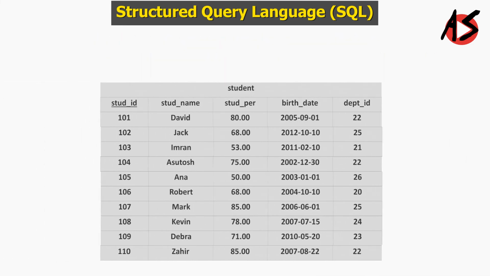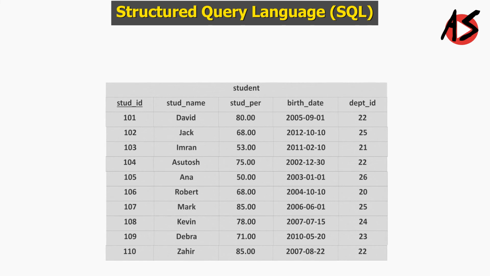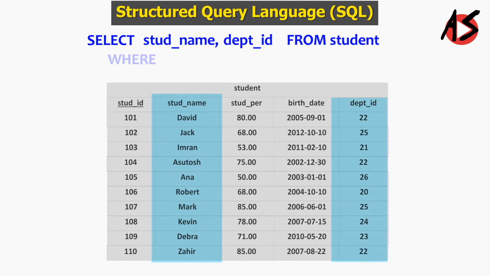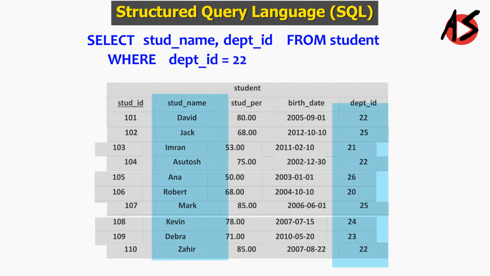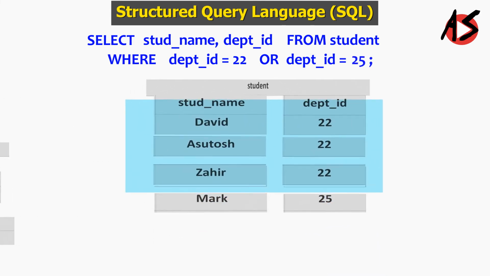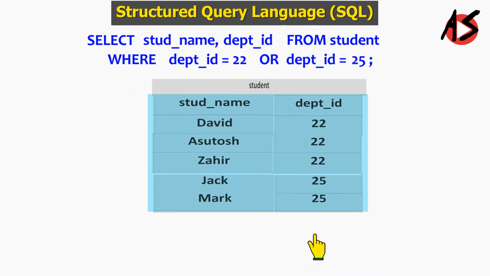Similarly, you can use the OR operator like select student name, department ID from student where department ID is equal to 22 or department ID is equal to 25. So here the OR operator is used to select records with department ID 22 or 25.